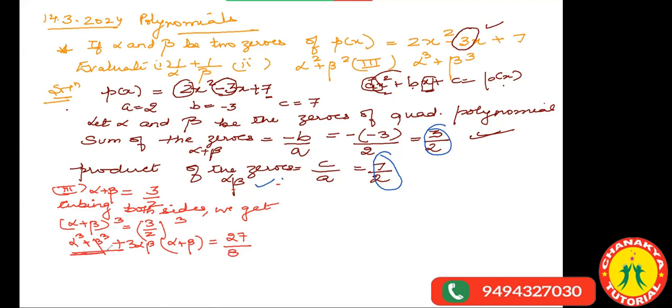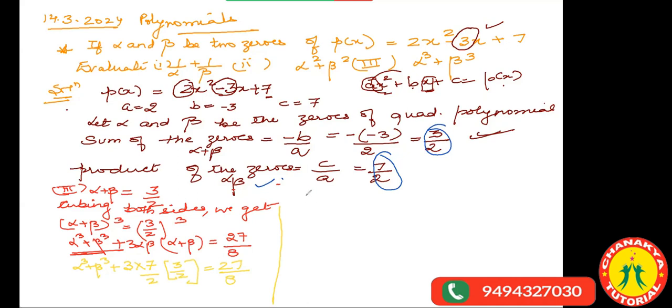Now next is alpha cube plus beta cube plus 3 alpha beta. Value of alpha beta is 7 by 2, just write here 7 by 2. Value of alpha plus beta is 3 by 2, is equal to 27 by 8. Is it clear, children? Yes, ma'am. We are putting just values, right?